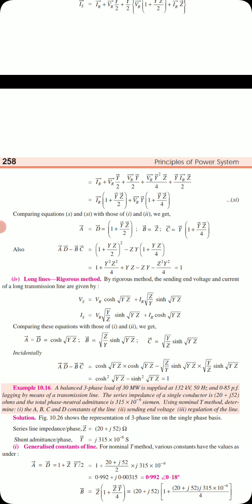The problems are left in this unit, so we will see them in the next class. We will see one type of problem in each case. So here the very simple thing is that we can express the sending end voltage and sending end current in terms of receiving end voltage and receiving end current. ABCD are the 4 parameters. A and D are dimensionless, B is the impedance, and C is the admittance.